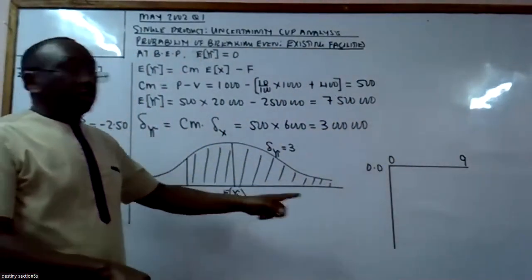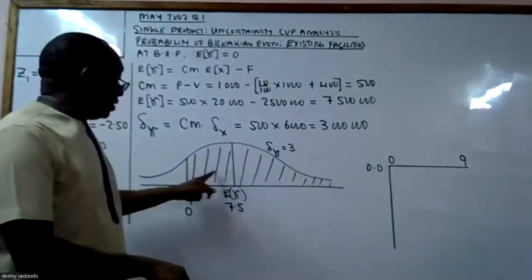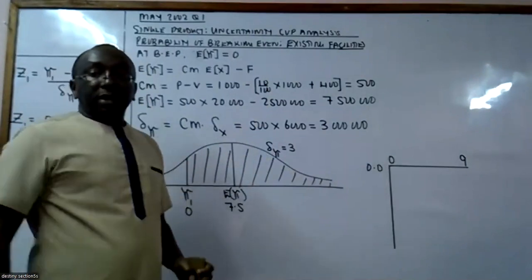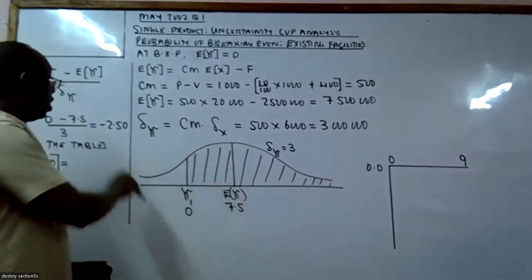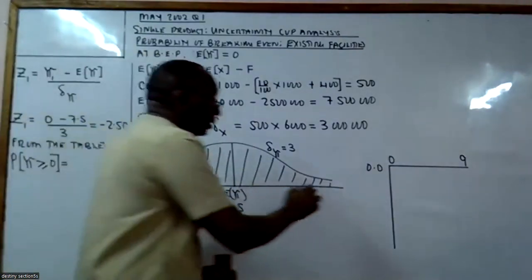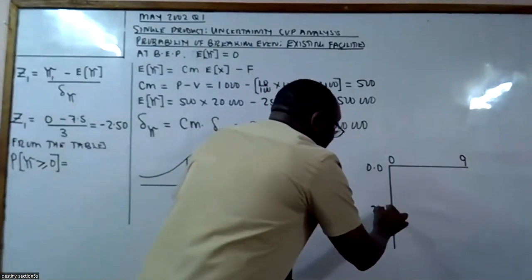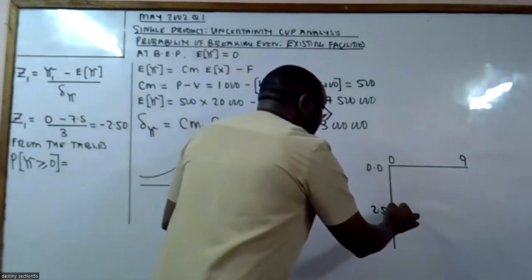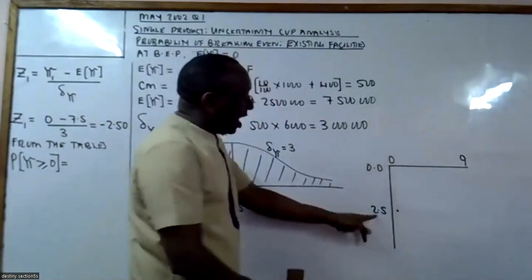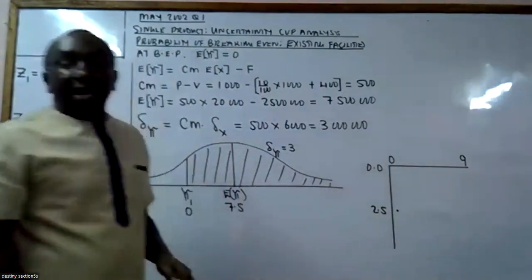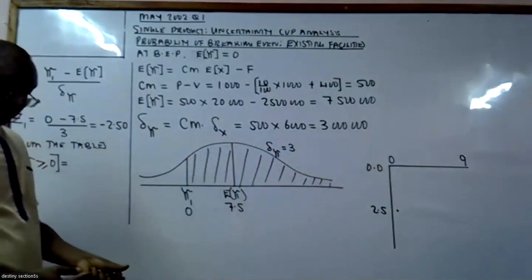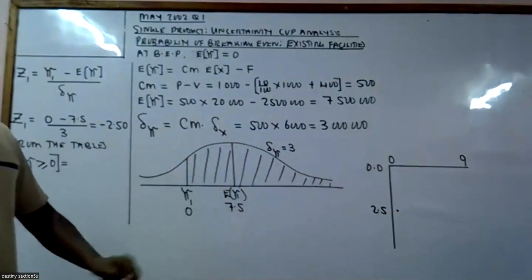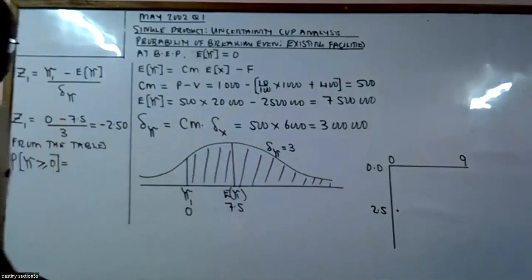In the other one, we were looking inside the table because we had been given the probabilities. Now we have the value of Z, and we want to know the probability. So what you do, you go to where it's written 2.5. Add 0. Where 2.5 and 0 meet, read for me the value that is there. 0.4938. Good.